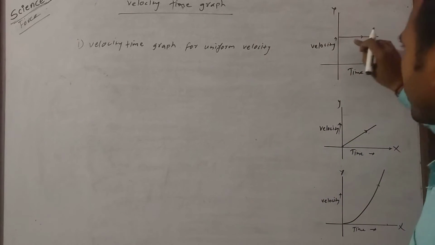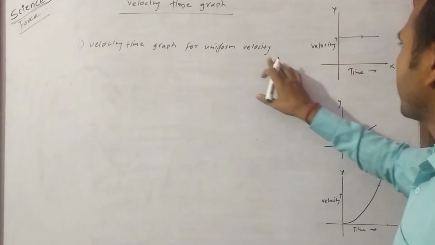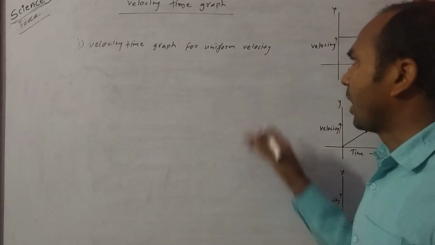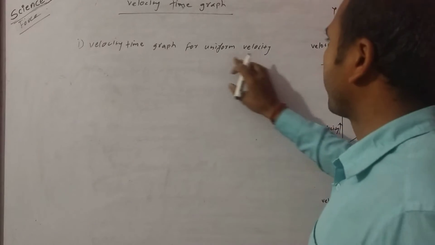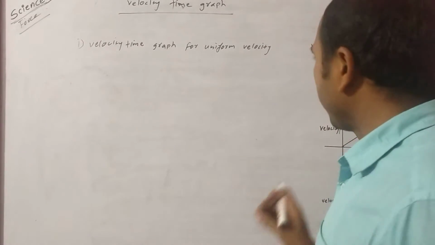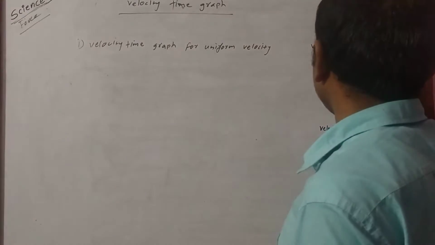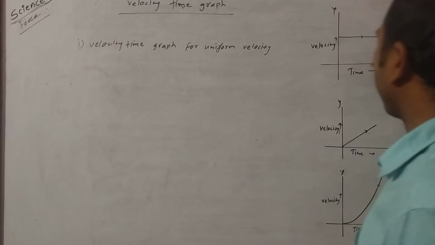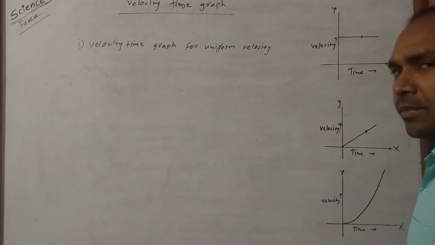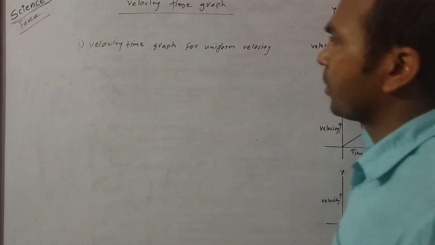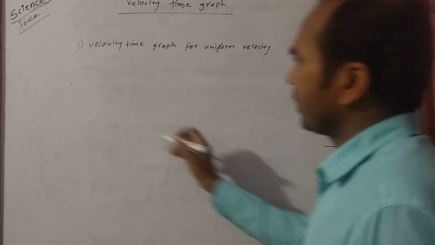It means there is no change in velocity. That is, the velocity is constant with respect to time, and this represents the velocity time graph for the uniform velocity. It means there is no acceleration in the body in uniform velocity, and so the velocity time graph comes in this way. Both are parallel. It means this line is parallel to the time axis, the x-axis, and this is known as the velocity time graph. Okay.